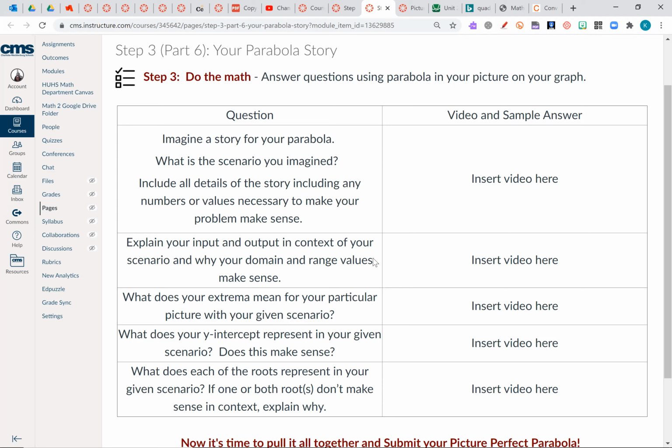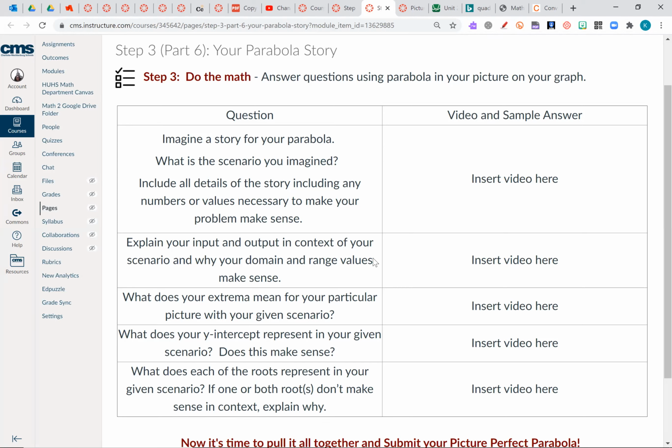Okay, you are at the end, y'all. This is question number 14. All you have to do now is write your story and explain your story in the context of the key features. So let's go ahead and look at an overview of what we're going to have to do on this part. So you're going to imagine a story for your parabola.